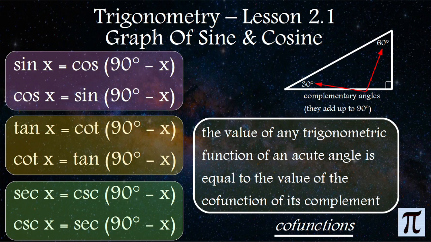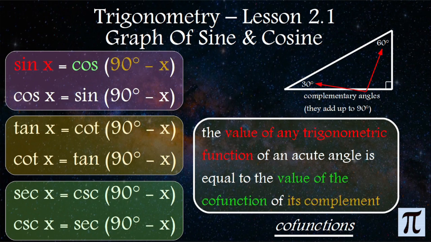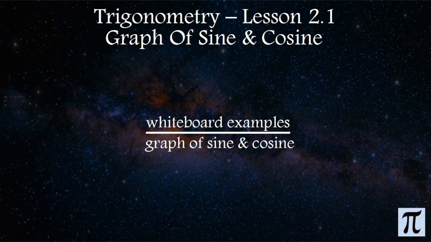Now that seems like a lot of word salad, but it's basically putting into words the things on the left side of the screen. So for example, let's look at the first one. Sine of x, that is the value of that trigonometric function, is equal to the value of the cofunction, cosine, of its complement, 90 minus x, would be the complement of that angle. Let's jump over to the whiteboard and do some examples.